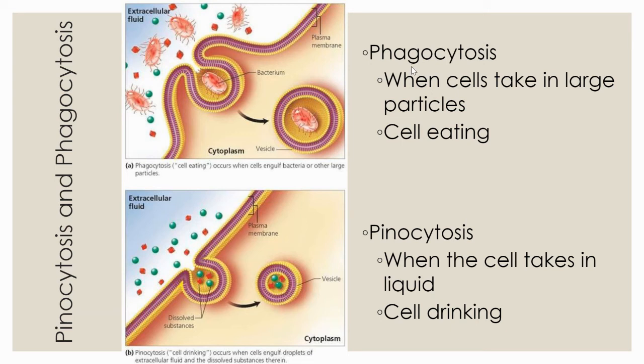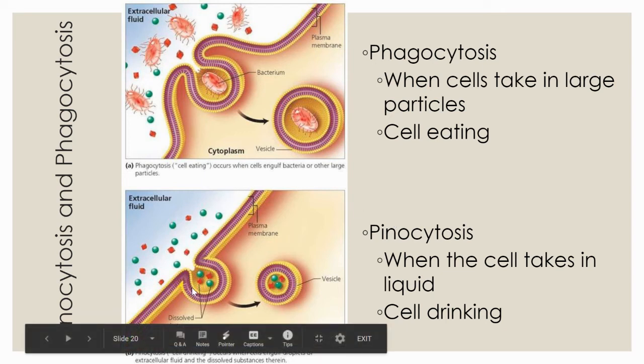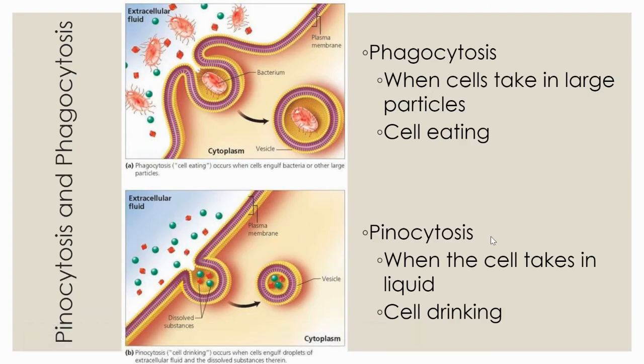Now, when the cell wants to take in small particles or liquid, it's called pinocytosis, and it takes it in still using the cell membrane to form a vesicle, but it's also known as cell drinking because it's either small particles or liquid, so pinocytosis.